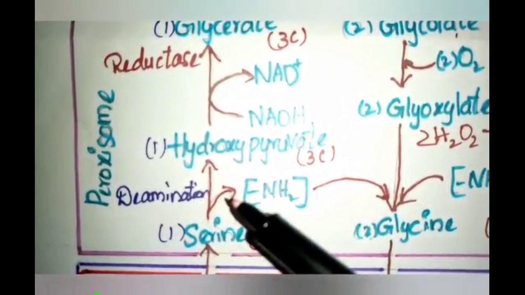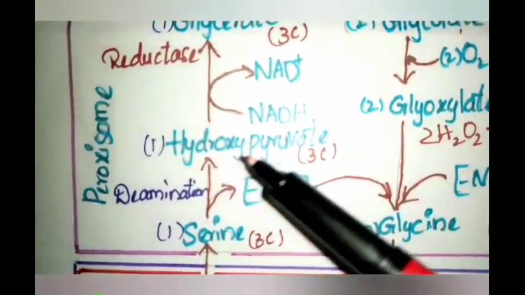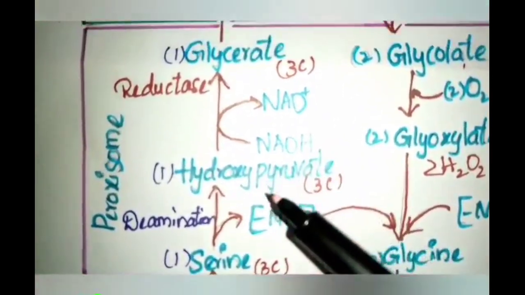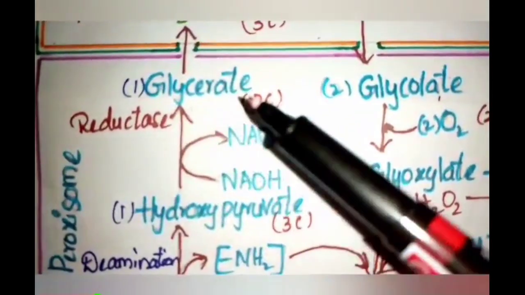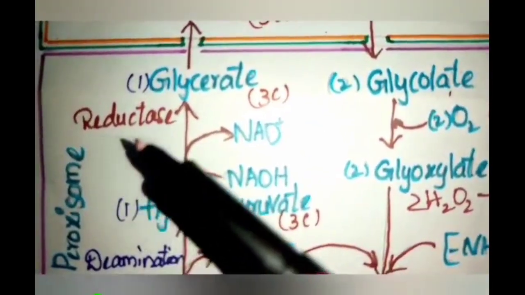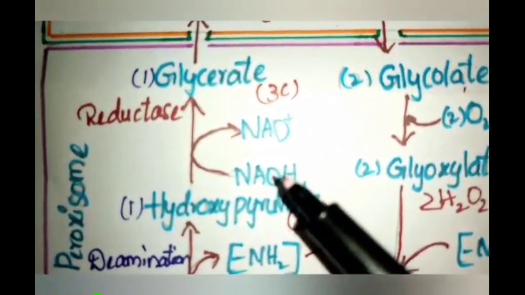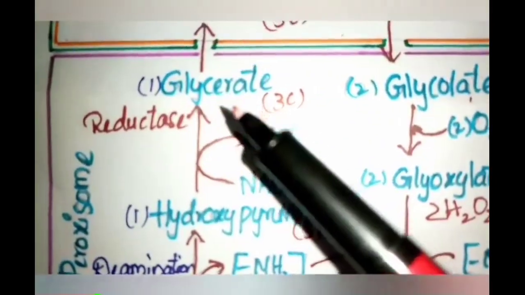A deaminase enzyme is used, and here amino groups are emitted from this serine. It also consists of a 3 carbon compound, then 1 mole of hydroxypyruvate is formed. The 1 mole of hydroxypyruvate is converted into glycerate by an enzyme called a reductase enzyme. It is also possible that NADH utilization takes place. NADH becomes NAD plus, meaning some amount of protons are added here.